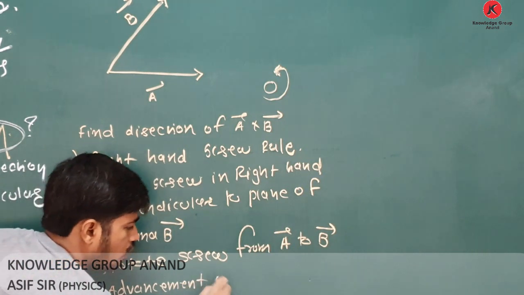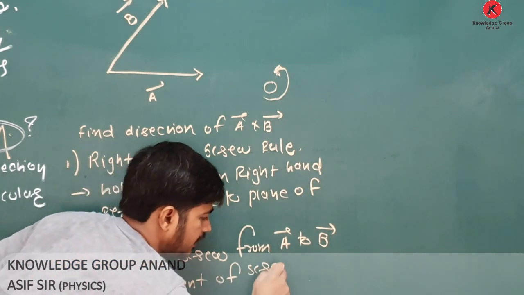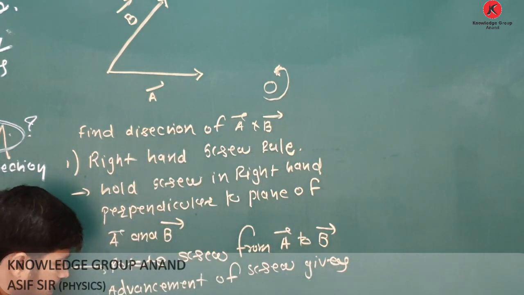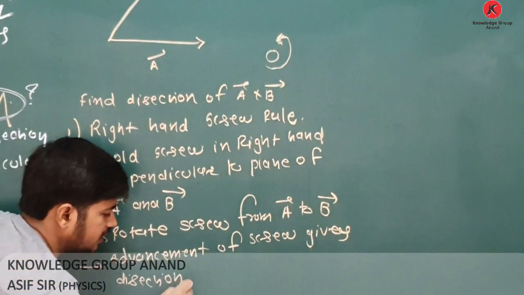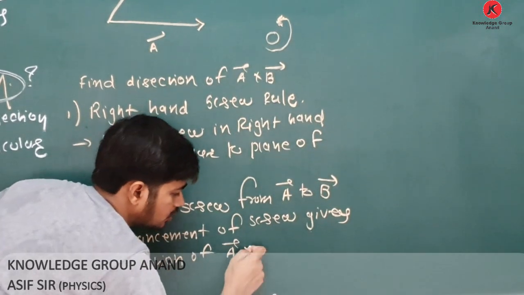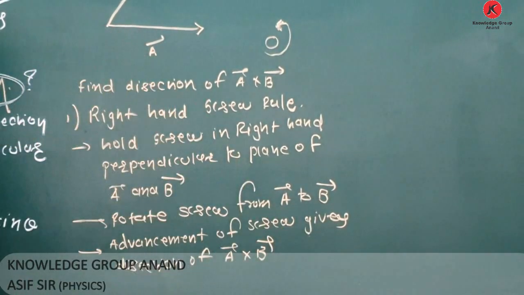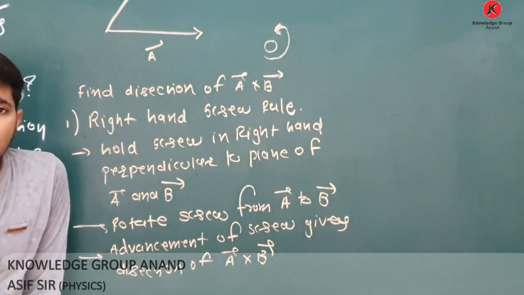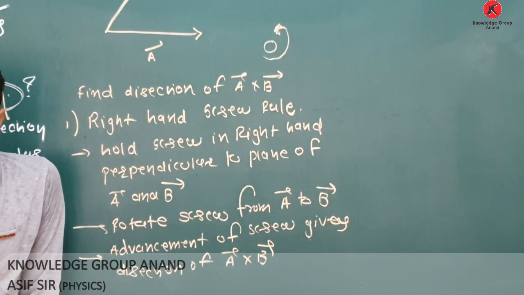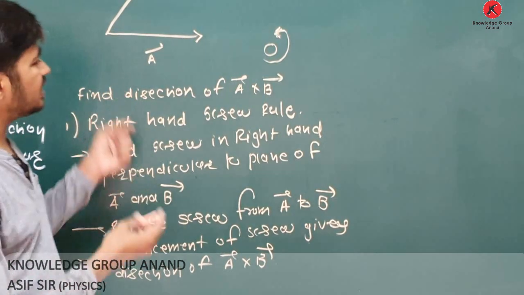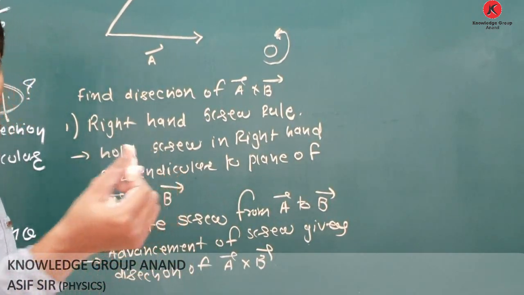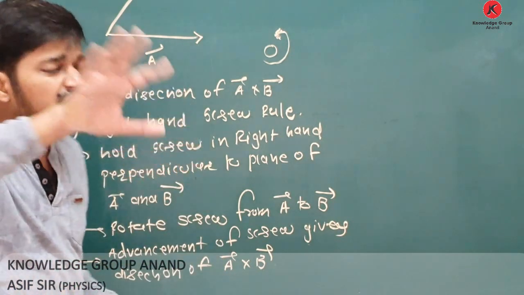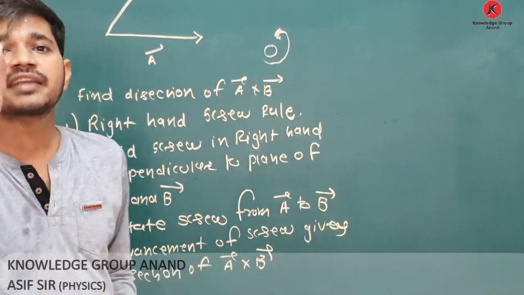Advancement of screw gives direction of A cross B. Yes, it is the right hand screw rule method to find the direction of the vector product. Now, in the case of a screw, how it moves upward or downward, we also have one easy method. It is called the right hand method.